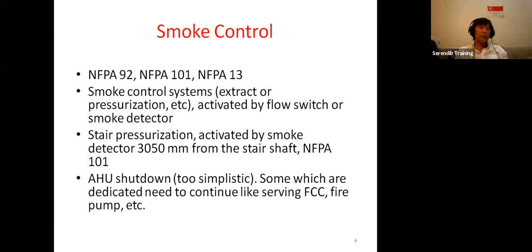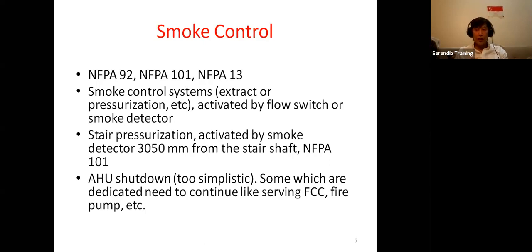Okay, so the same for smoke control system, it needs to be activated according to what is suggested by NFPA. It can be a smoke extract system, it can be a staircase pressurization system, or it can just be what we call an airflow system. It's either activated by smoke detector, sprinkler flow switch, or even manual pull point. Generally, manual pull point is not permitted to activate a smoke control system or the pressurization system.